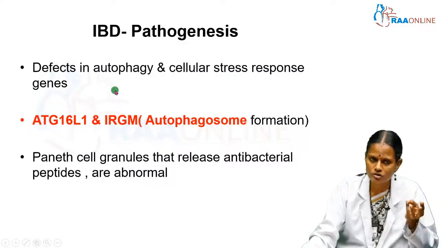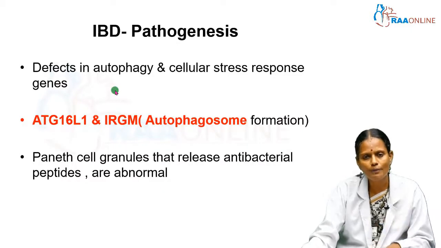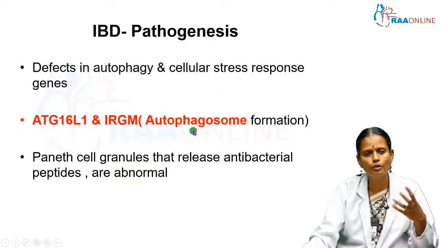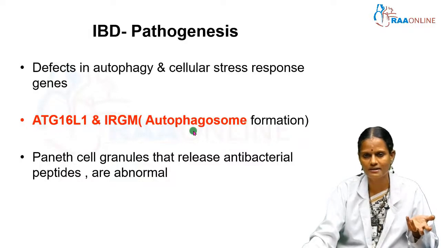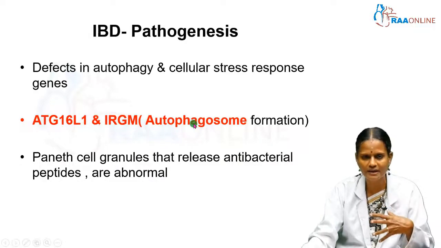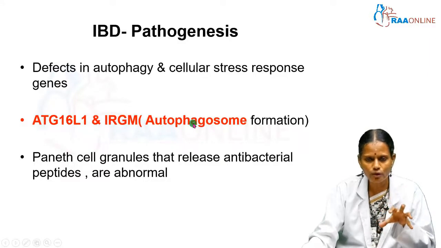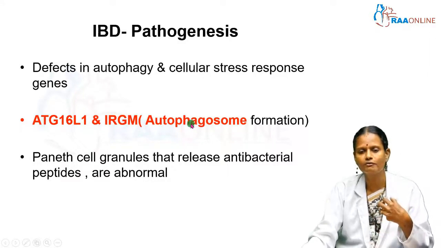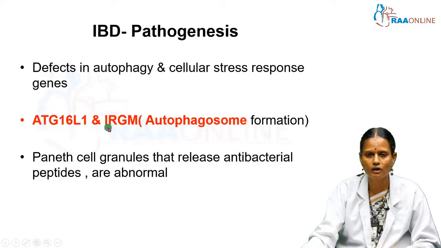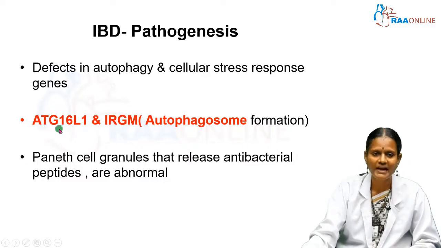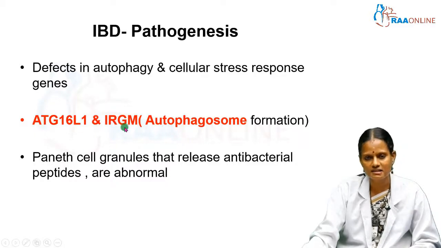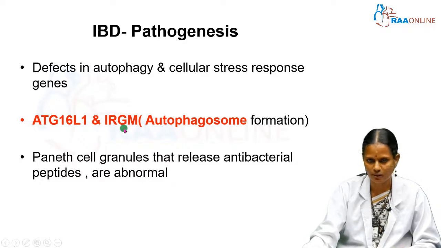Apart from NOD2 gene polymorphisms, we also have abnormality in autophagy and cellular stress response genes, which are involved in autophagosome formation. You would have read previously in general pathology what an autophagosome is. If any foreign body invades, the normal immunity will try to engulf and destroy it. These genes are concerned with autophagosome formation and destruction of the microbe or any other foreign body. Abnormality in these genes, ATG16L1 and IRGM, may lead to inflammatory bowel disease.